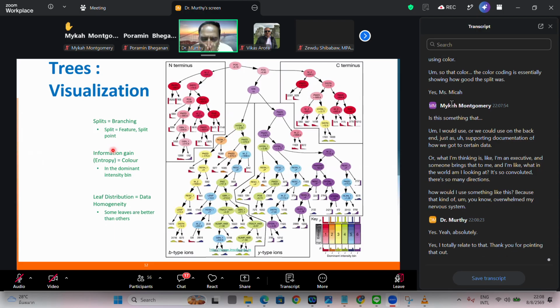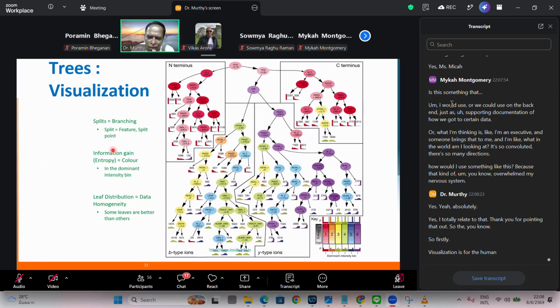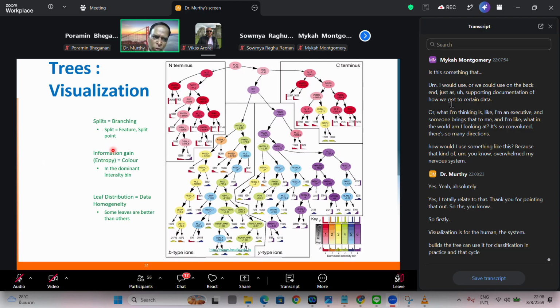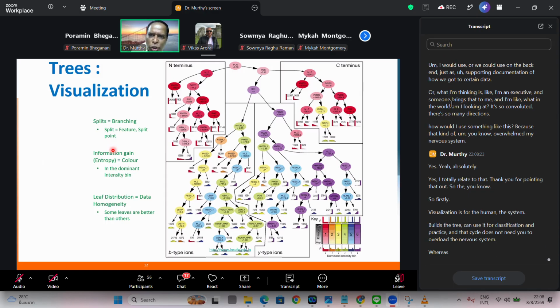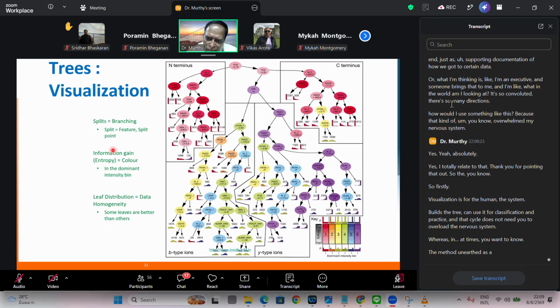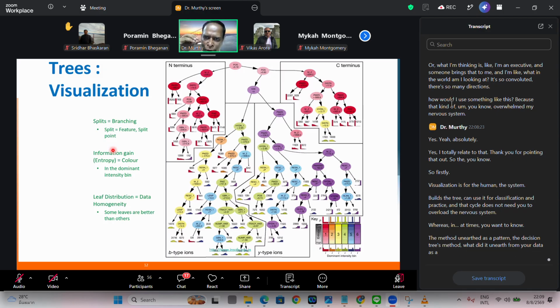So firstly, visualization is for the human. The system builds the tree, can use it for classification in practice, and that cycle does not need you to overload the nervous system. Whereas at times you want to know what the method unearthed as a pattern, the decision trees method, what did it unearth from your data as a pattern is what you are asking.